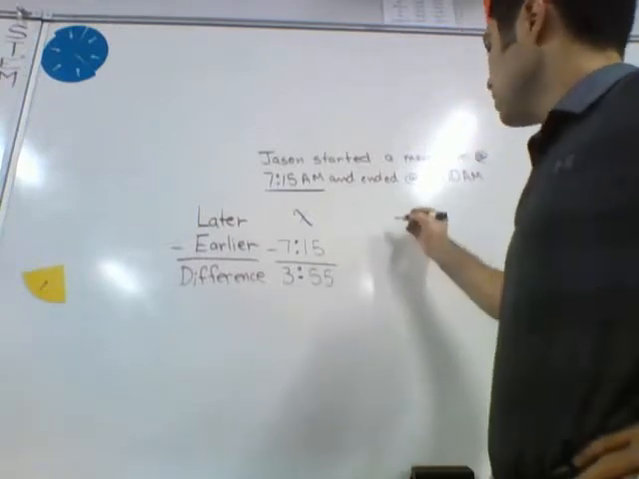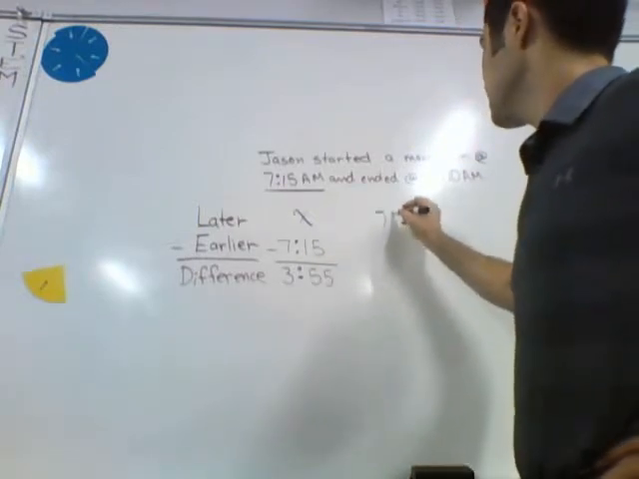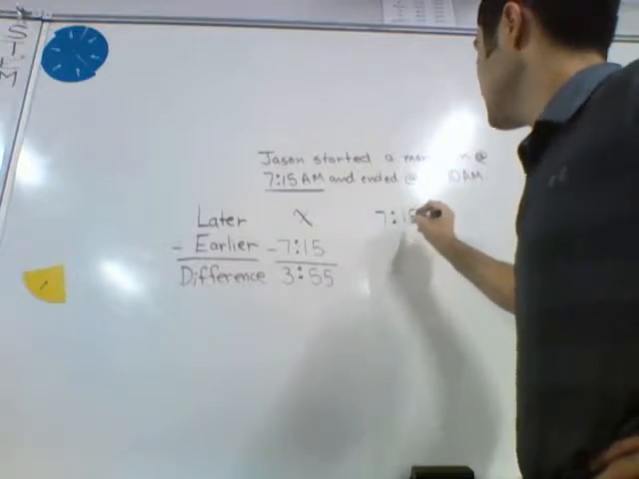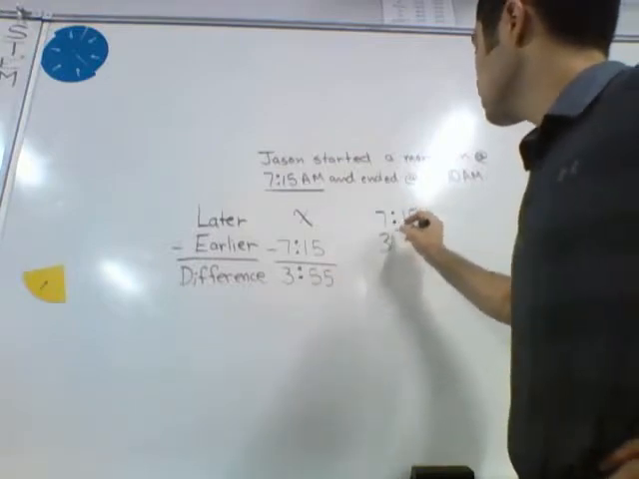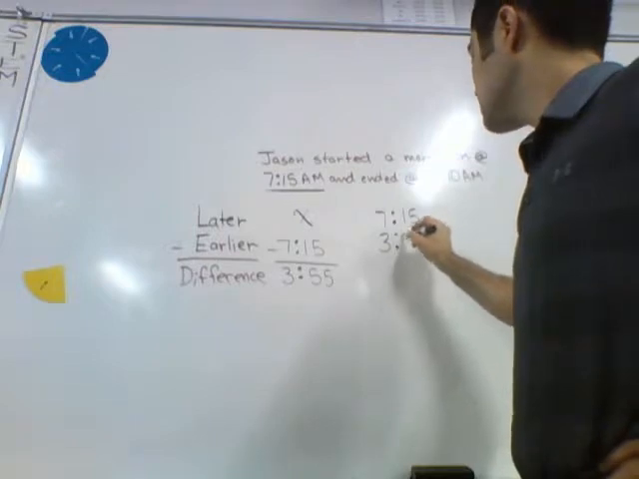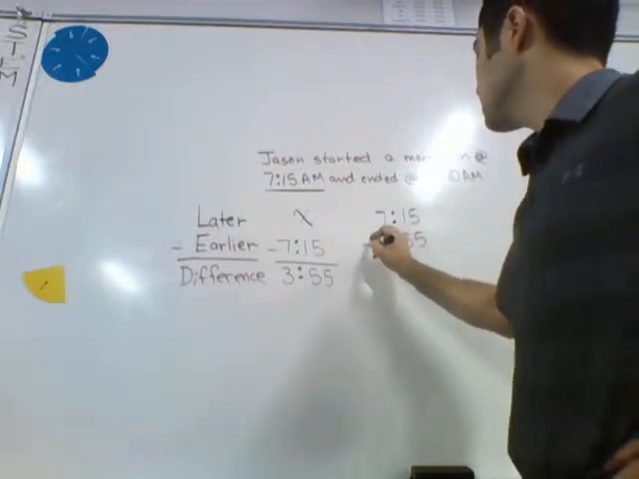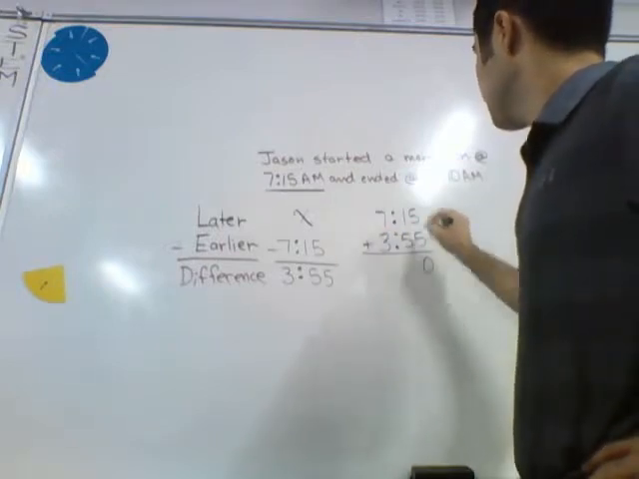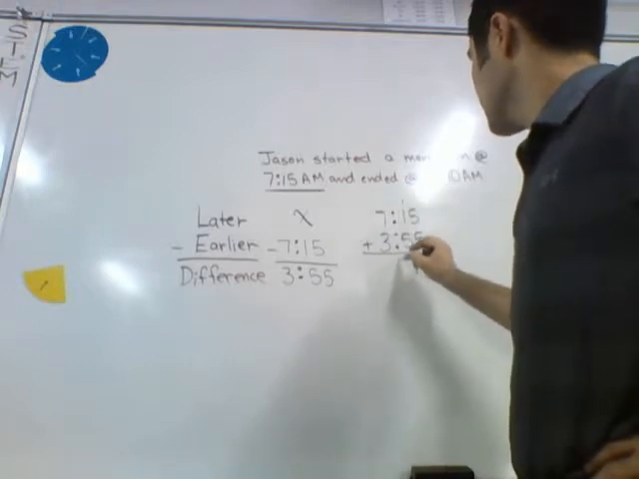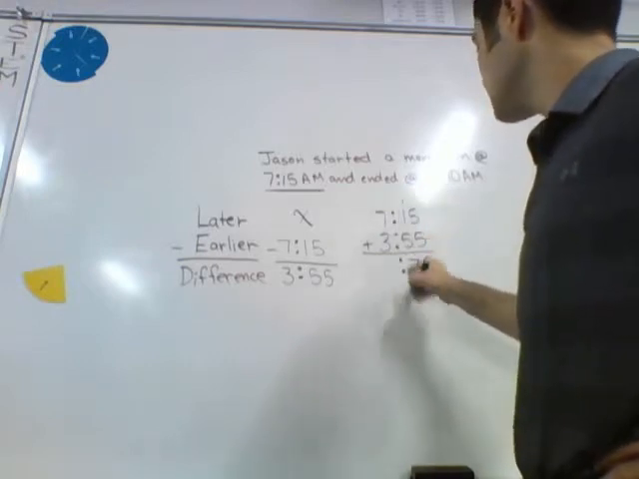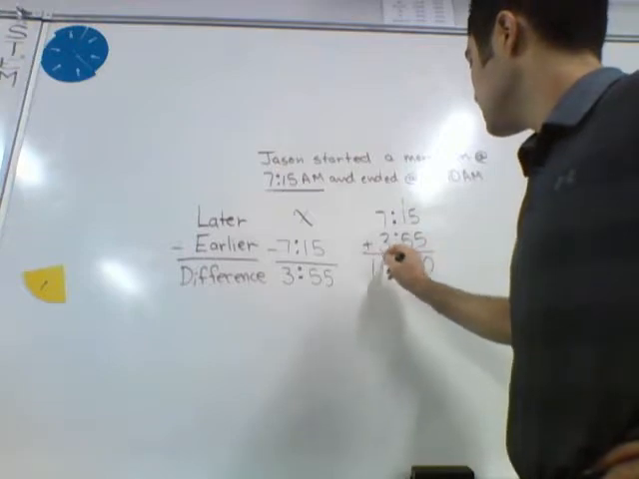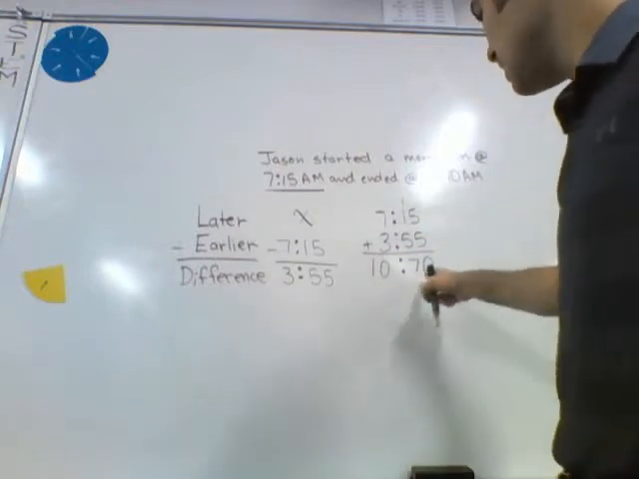Alright, so what you're going to do is take 7:15 and add how long it took him to run the marathon to see what time he finished the marathon. So let's add this up. Okay, 70 minutes, and then 7 plus 3, that's 10 o'clock, 10:70.